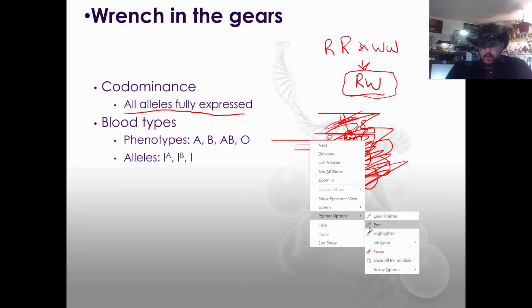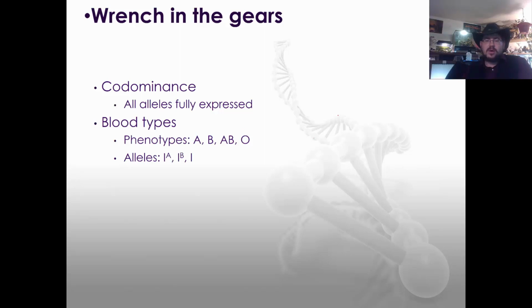And that would be horses. So in horses, we actually have codominance. And so if you look at a horse that's called a roan, oh yeah, look at that awesome horse.